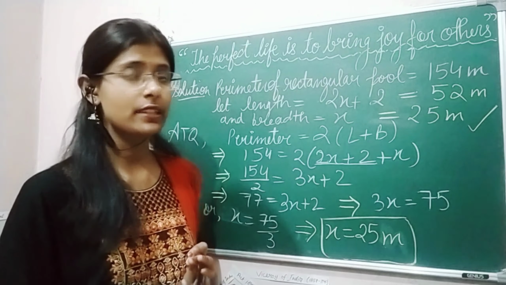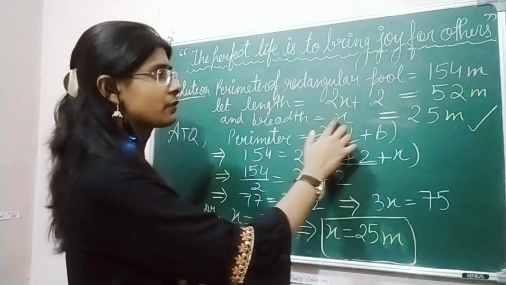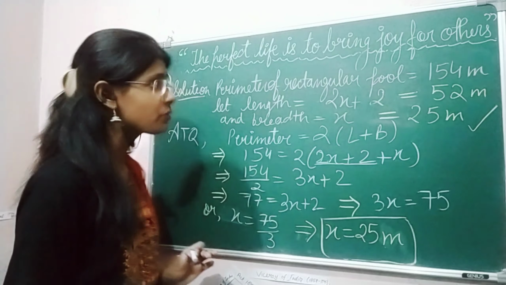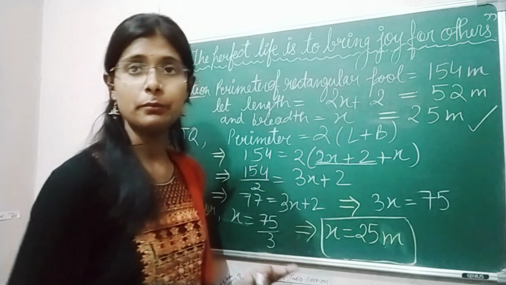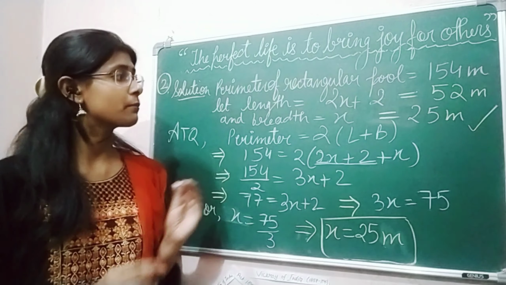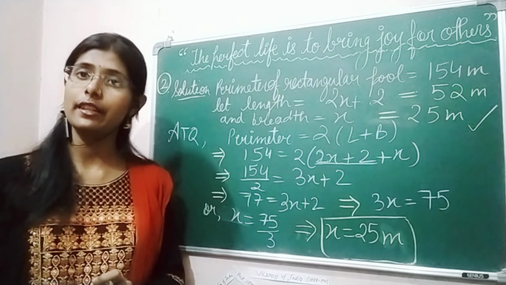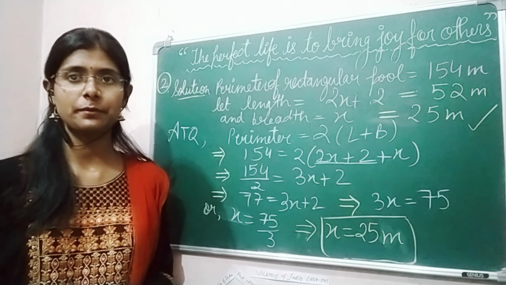In that case, the breadth x would be 25 meter, no issues. But the length would be 2 times of the breadth, that is 52 meters. Now your final answer is breadth is equal to 25 meter and length is equal to 52 meters.